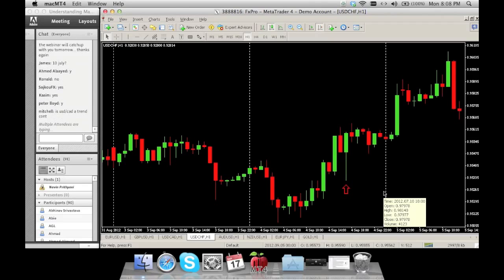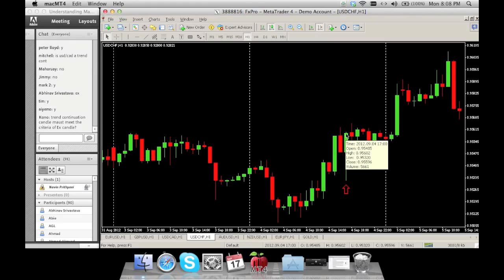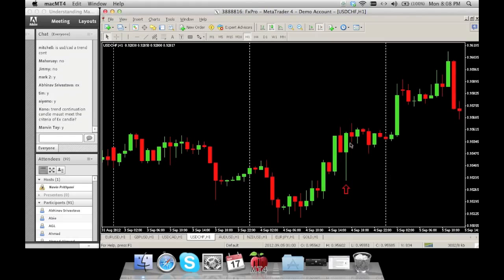Okay, this is a trend continuation pattern. Here's why. First things first, do we have a trend? Yes. We have a nice trend going upwards. Second thing, this is an upside down exhaustion candle. Large tail, body on one side of the candle, but it's upside down. Okay, if it was the other way around, if the tail was on top, this would reverse the market, right? It would reverse the market.